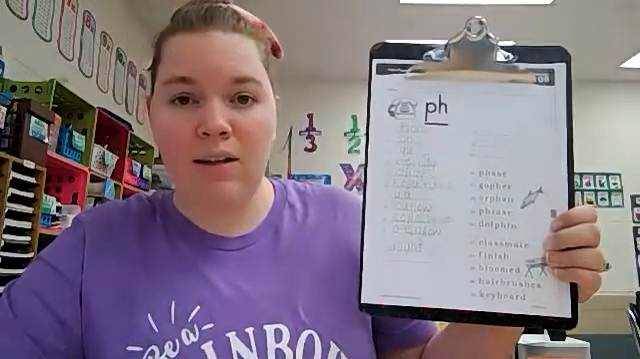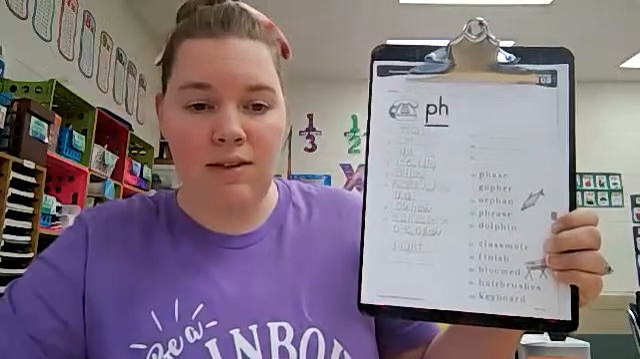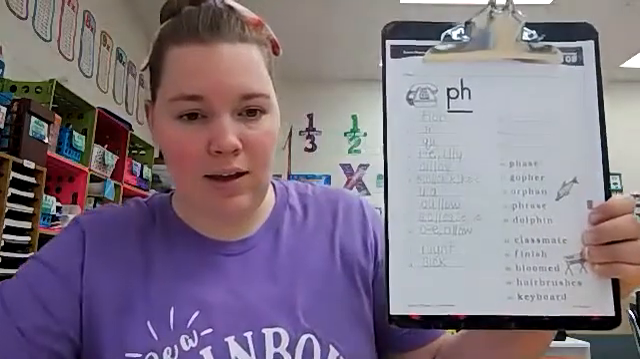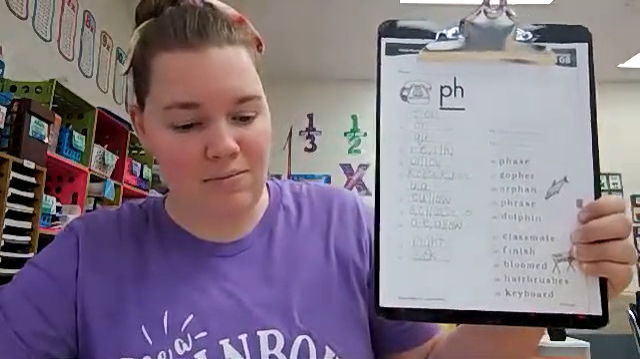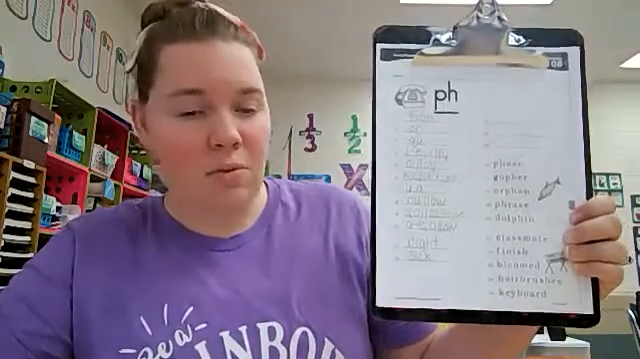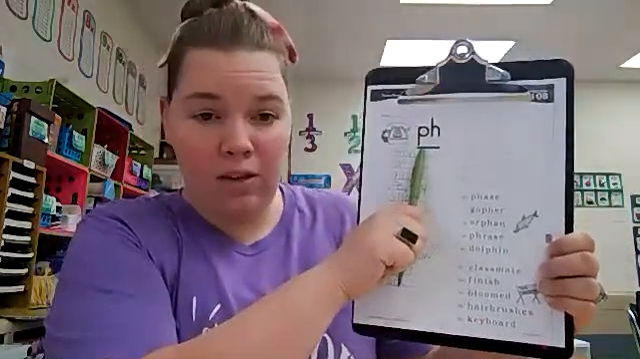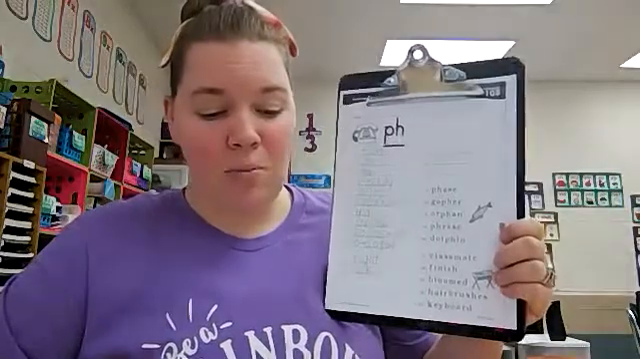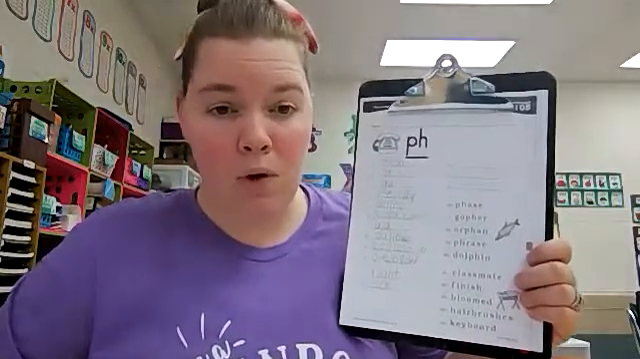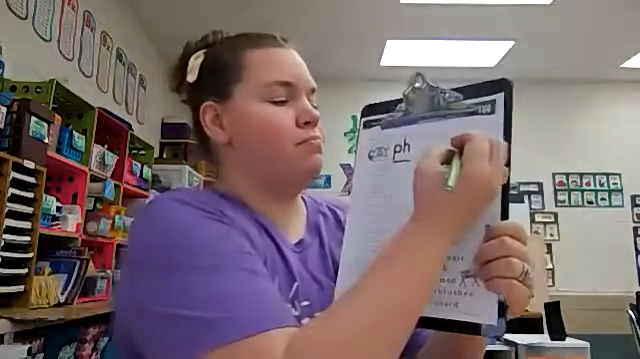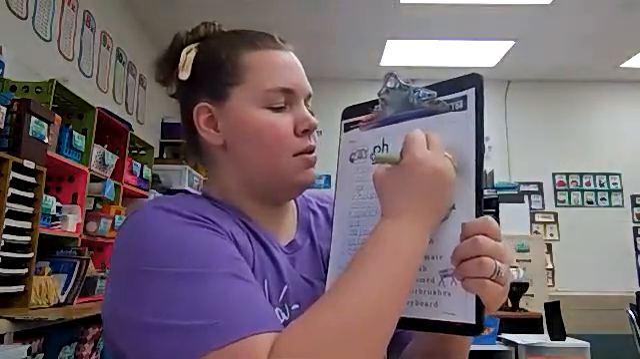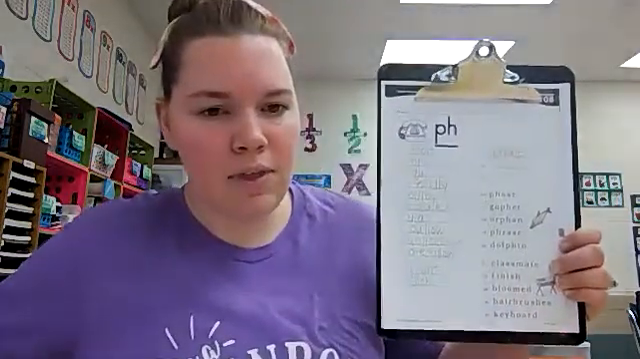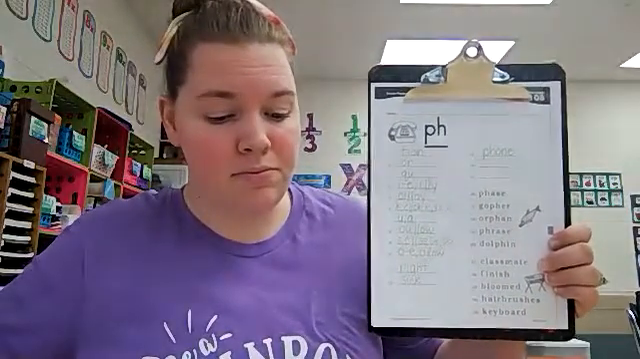In number 12, sick. S-I-C-K. Sick. Today we talked about digraph PH. We are going to spell words with that digraph now. Number 13, the word is phone. P-H-O-N-E. Phone.